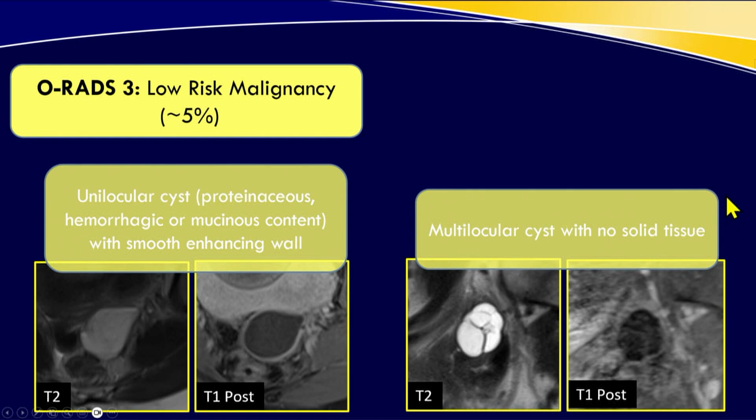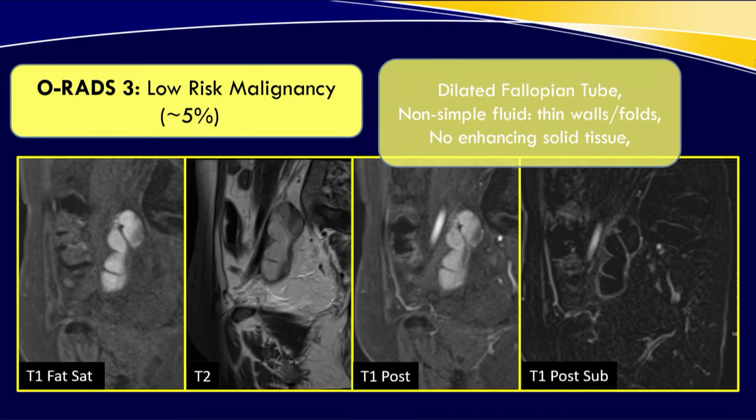I think we all get a little anxious when you see a multilocular cyst, what am I dealing with? But really, you have to look at the post-contrast imaging. And if the locules have different signal intensity, and you give contrast and you can't tell if it's enhancing or not, that's where subtraction post-processing is very robust. This is also the O-RADS 3. This is low risk of malignancy.